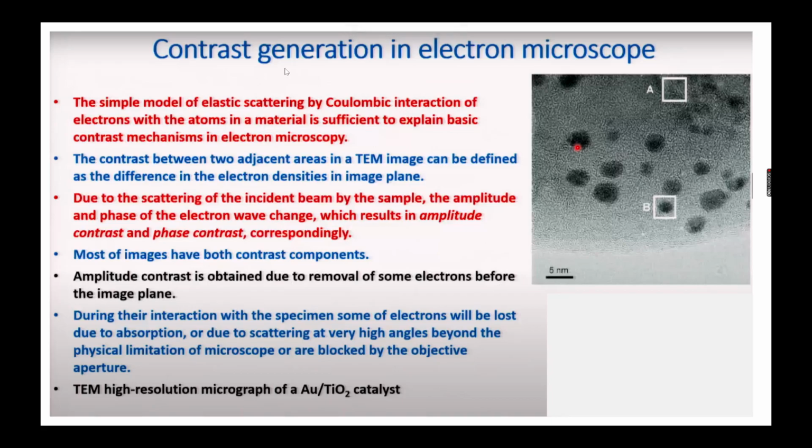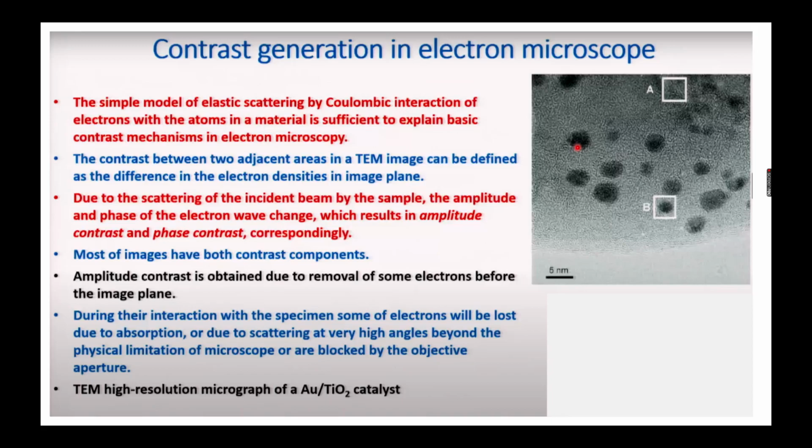So here in this slide, you can see the contrast generation in electron microscopy. You can see some particle, and this could be the substrate. Here it is, I think, a micrograph of the gold and the titanium oxide catalyst. I will show you some examples of how the contrast is generated or varied by several parameters.